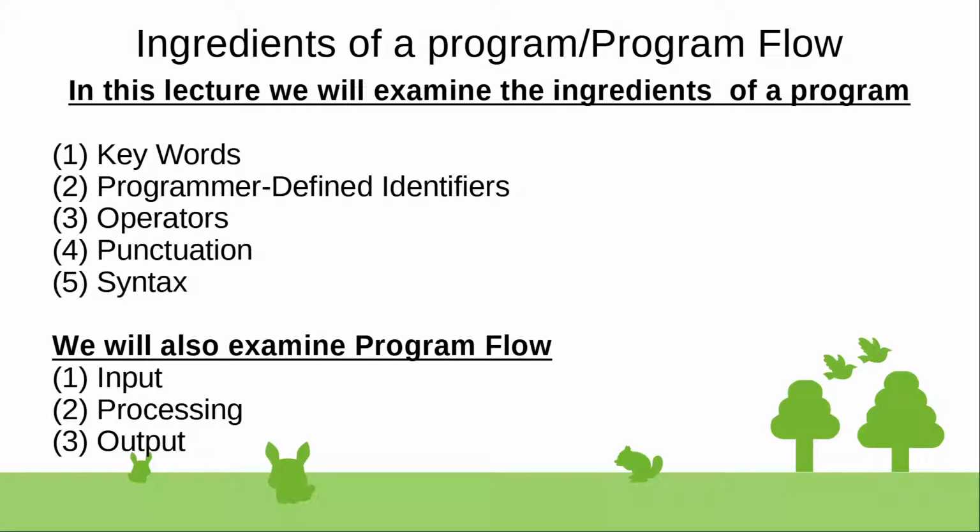I'm Professor Slominski, and I'm going to be going over two main concepts, the ingredients of a program and the flow of a program. In this lecture, we'll examine the ingredients of a program. The ingredients of a program consist of the following. It doesn't really matter what programming language we're using. Keywords, programmer-defined identifiers, operators, punctuation, and syntax. We're also going to examine program flow, which is input, processing, and output.